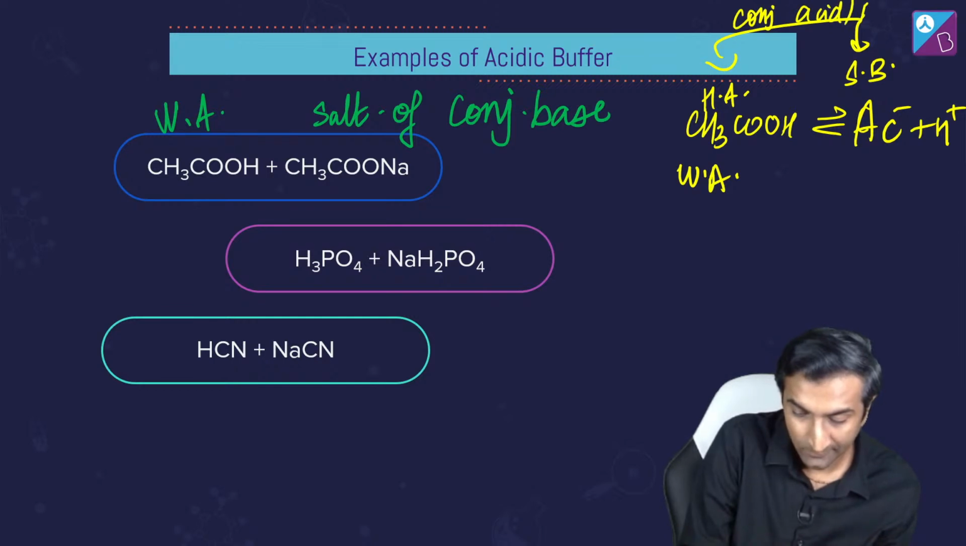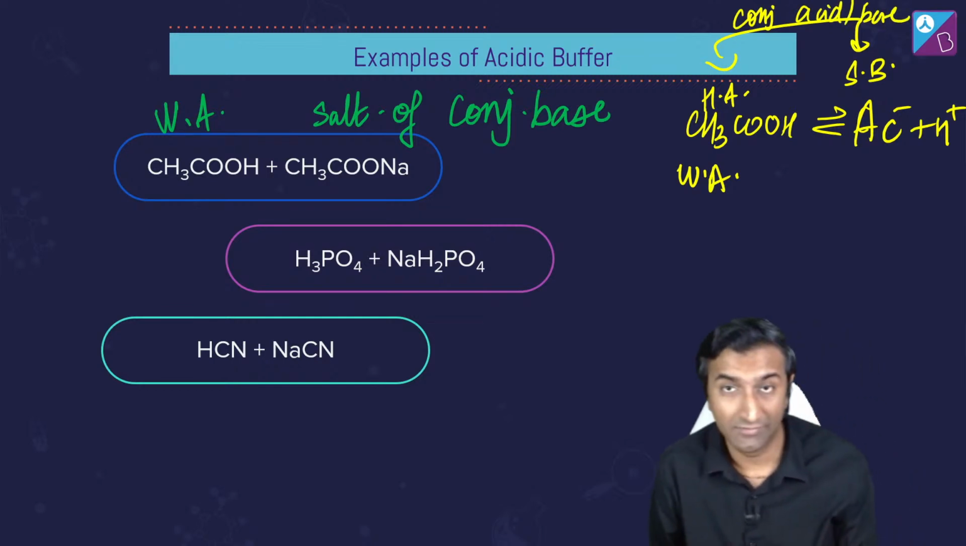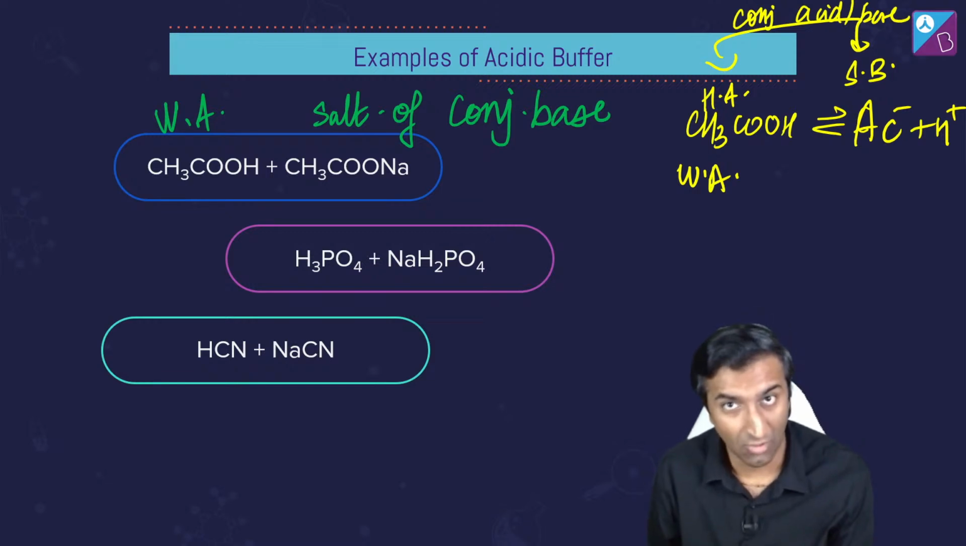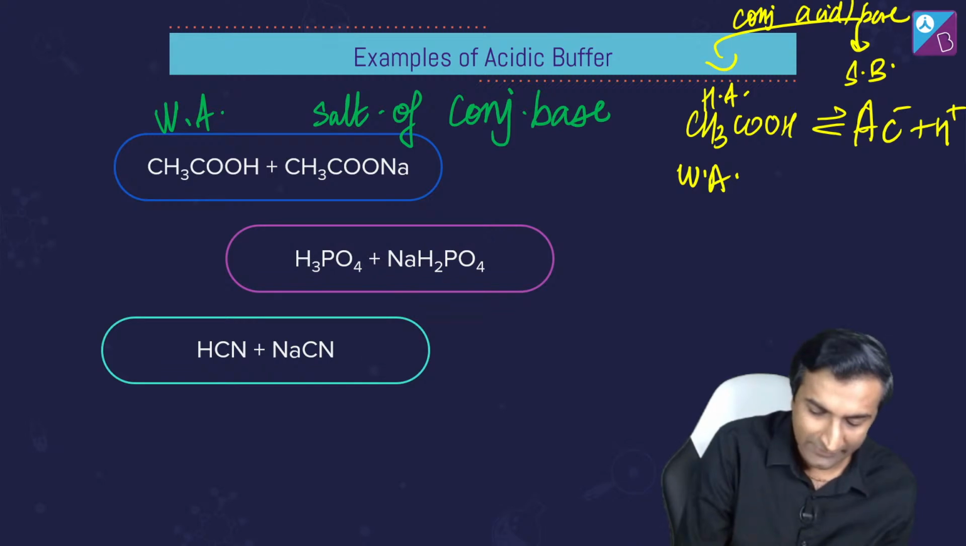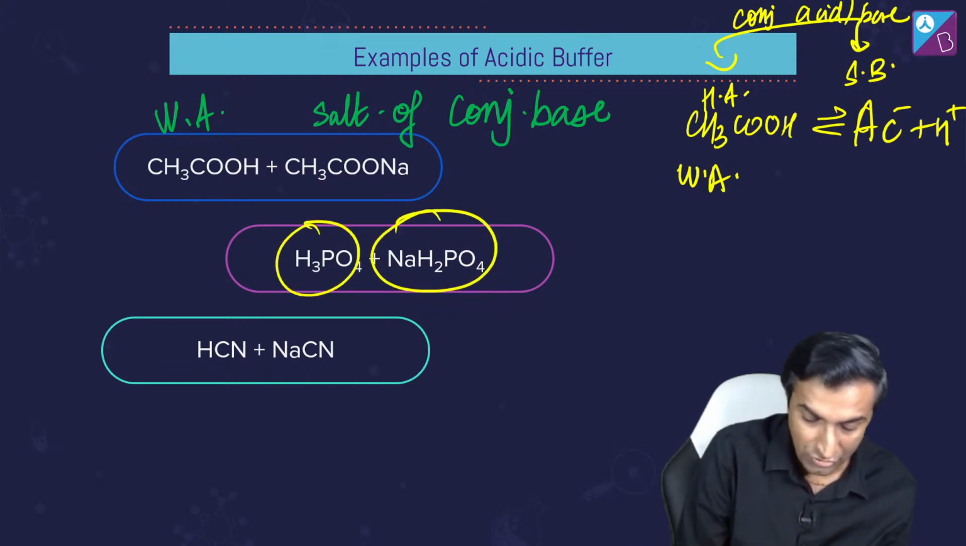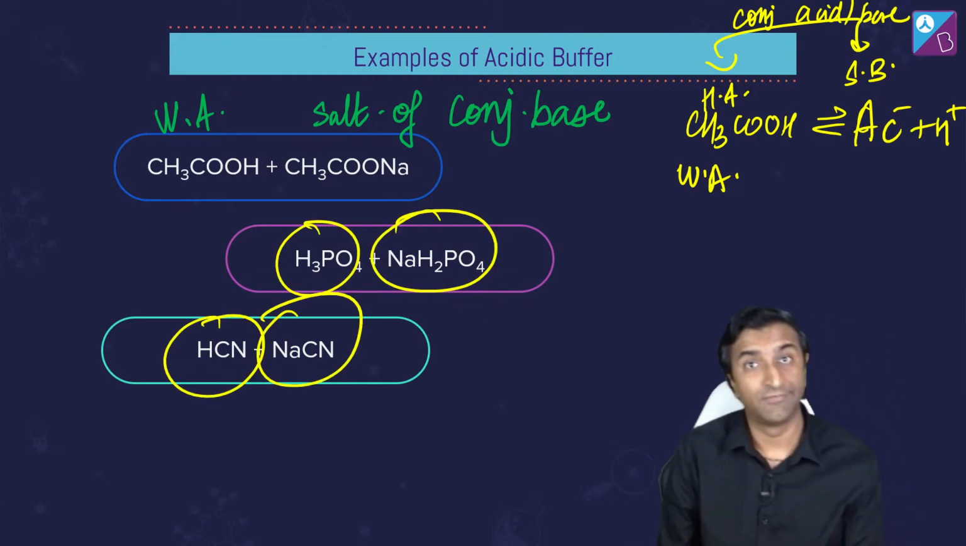Okay. So if I combine both of them, something fascinating happens. There's a common ion effect for sure, but also another fascinating thing. But look at this. All of these are like this. There's a weak acid, salt of conjugate base. Weak acid, salt of conjugate base.